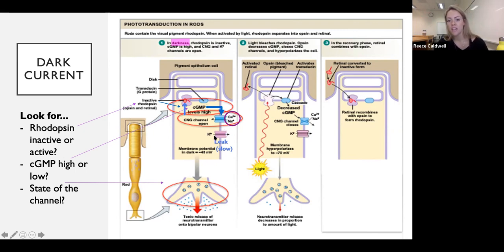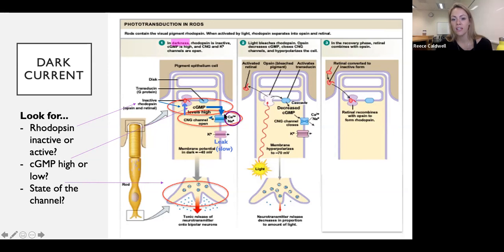We also have this potassium leak channel, and this channel is always going to stay open. Potassium will always kind of be leaking out of the cell, but very slow. The width of the potassium leak channel is very small and thin compared to the CNG channel, which is very wide. So whenever we open this CNG channel, calcium and sodium quickly flow into the cell.